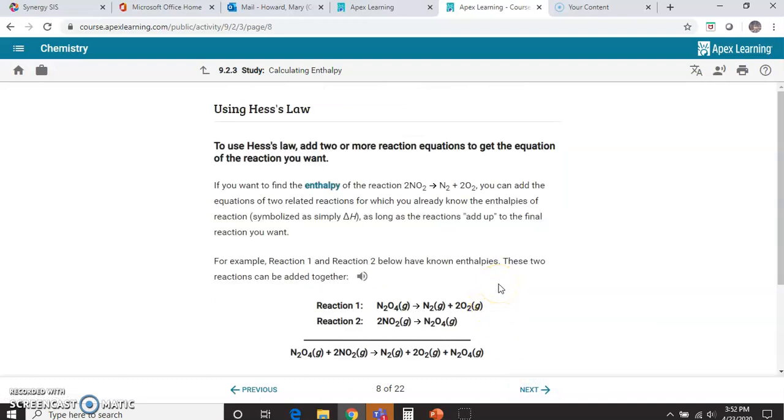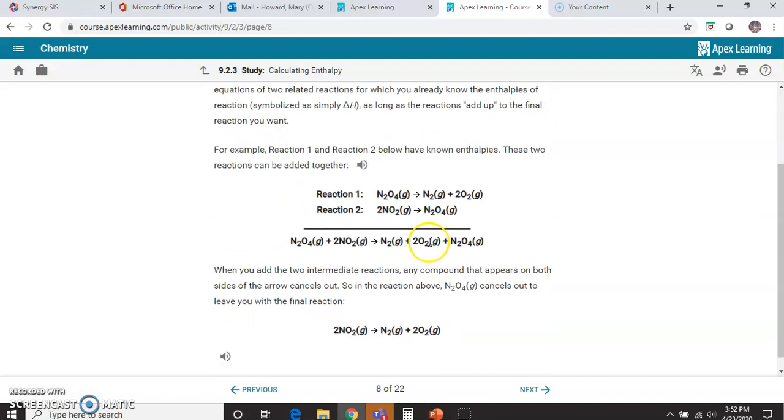Now, you're taking 2 or more reaction equations to get the equation you want, to use Hess's law. So to find the total enthalpy of this reaction, 2NO2 makes N2 plus O2, you can add the equations of 2 related ones, which you already know the enthalpy of, and you add up the final. It's really just kind of adding things, which is not hard, it just looks complicated.